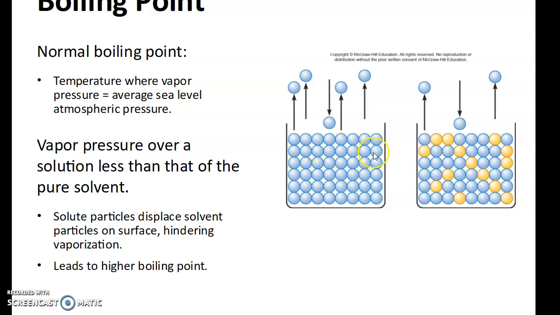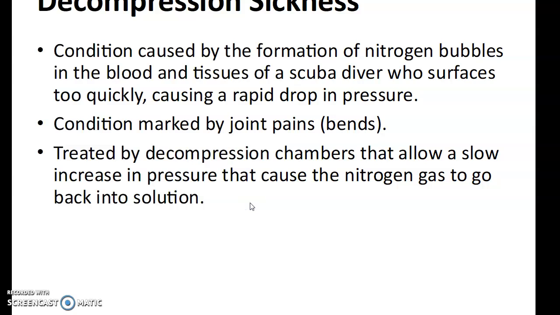So instead of having just all of these available to go into the atmosphere, now you've got some different things taking up space here. What that leads to is higher boiling points, because these hinder the movement of things going from here to here. That's called boiling point elevation. It's what we call a colligative property, C-O-L-L-I-G-A-T-I-V-E. That's just one colligative property.